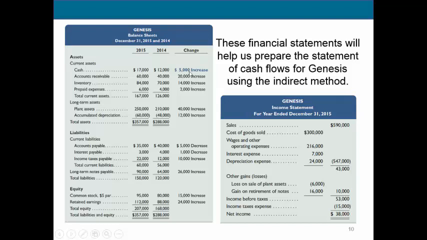So we had a $5,000 increase. Accounts receivable increased by $20,000. Inventory increased by $14,000, and so on. So we're looking at all of our various changes. And then here we have our income statement.